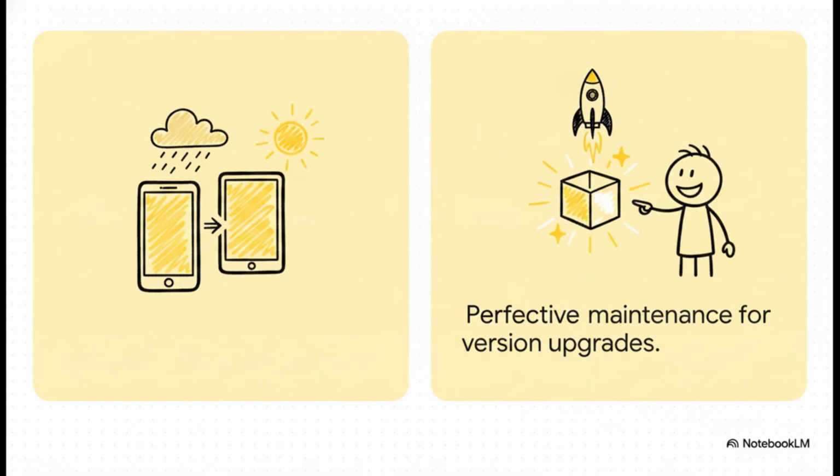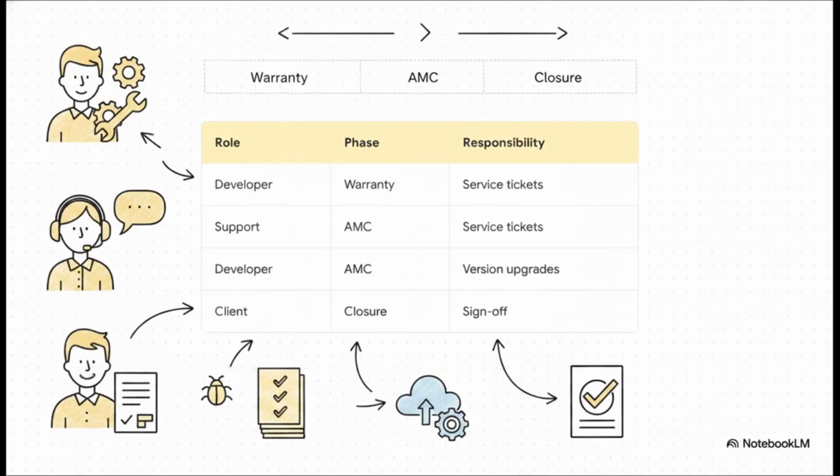On the other hand, perfective maintenance is driven by the users. This is the fun stuff. It involves adding feature enhancements, executing major version upgrades, and just generally making the software better, faster, and more user-friendly. So remember, adaptive response to the environment, perfective response to human desire. Definitely write that down. So who's actually doing all this work?